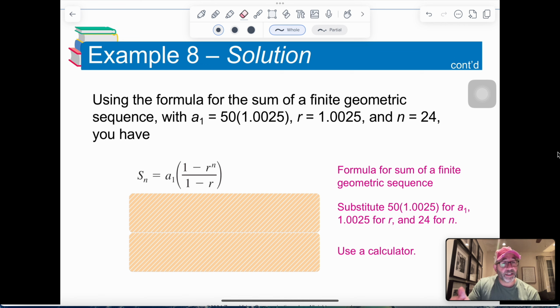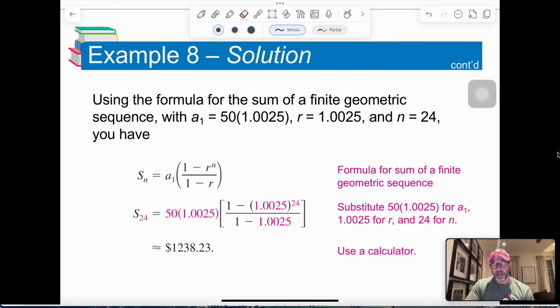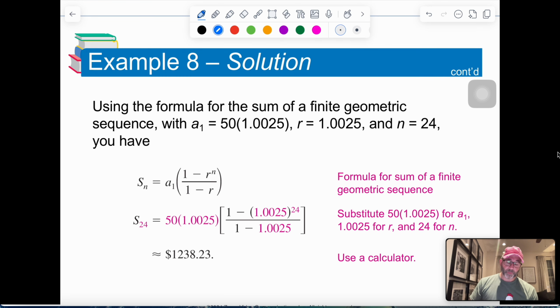It's the sum of a finite series. This ends after 24, not indefinitely. So my first term, when we look at this, is that 50 times 1.0025. Our money went in for 24 separate months, and the ratio on this was 1.0025. Throw this in our calculator. At the end of the 24 months, we have $1,238.23. Now let's talk about the power of interest here and how cool this is, okay?